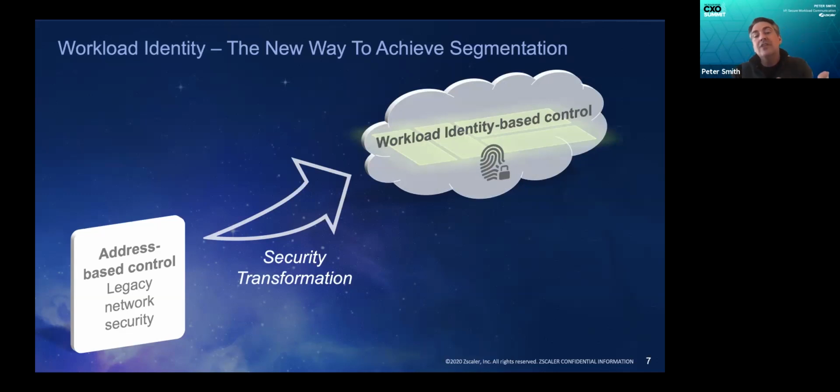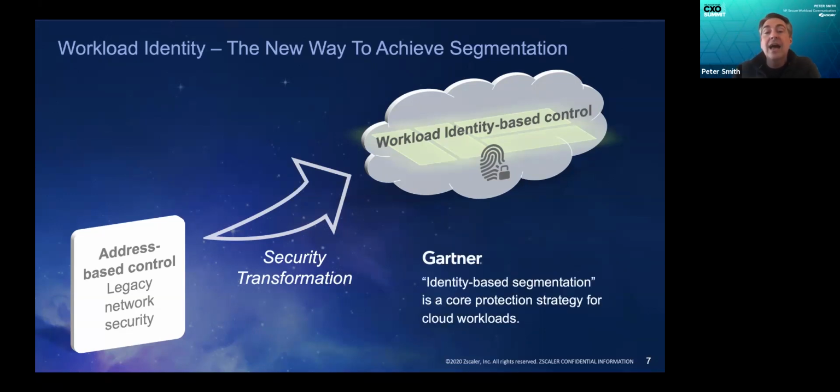So the transformation is going from address, port, and protocol to workload identity. This concept is called identity-based segmentation. So you can think of micro-segmentation as the old way of doing it with networks, address, ports, and protocols. Identity-based segmentation is the approach of doing it with workload identity. This has a lot of implications.